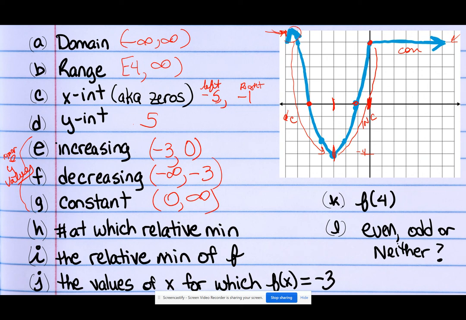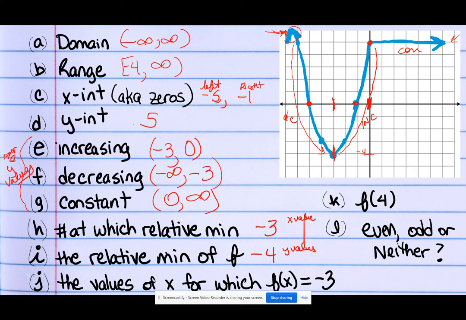Okay. Letter H, number at which there is a relative minimum. The number at which the relative minimum occurs. This is our X number. The relative minimum, the only minimum we have, is at negative 3. That's the X number where it occurs. And then what is that value? That value, the relative minimum of the whole function, is negative 4. That's the Y value. This is the X value. This is the Y value.